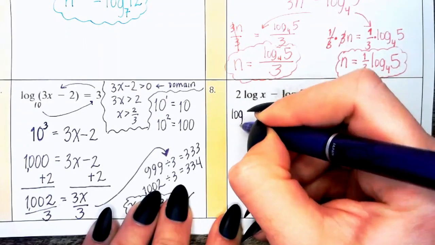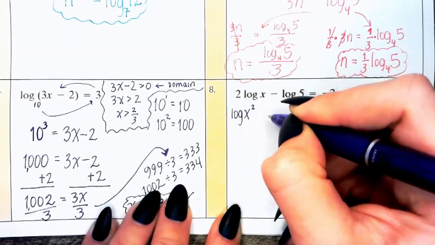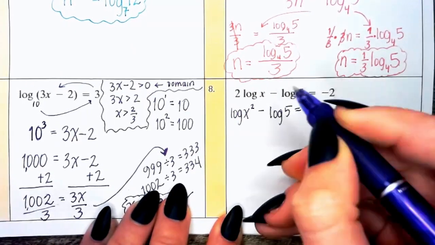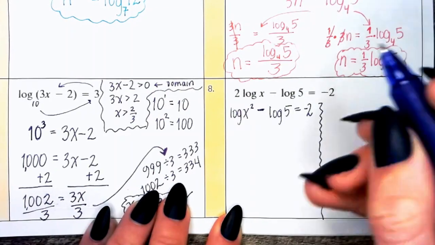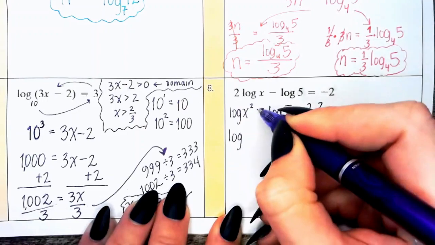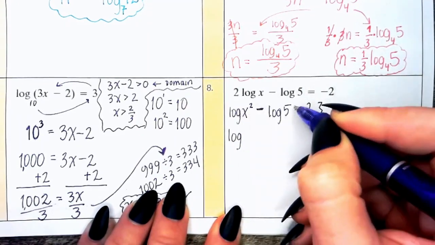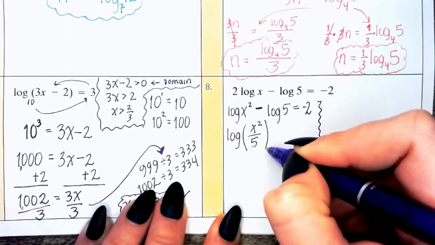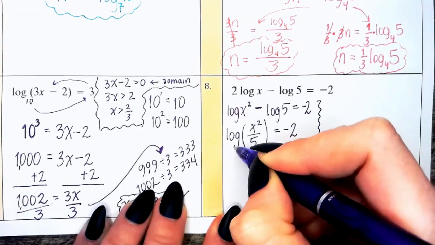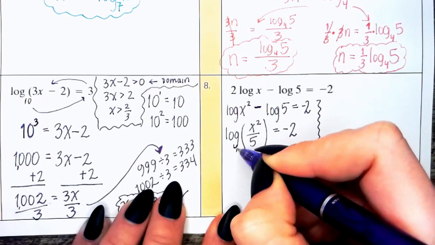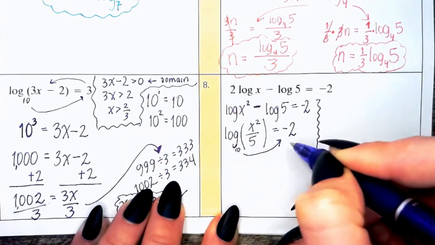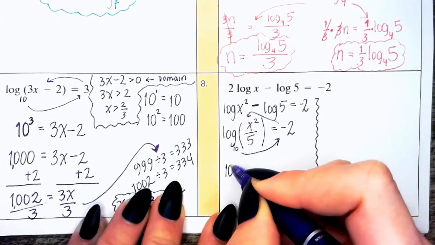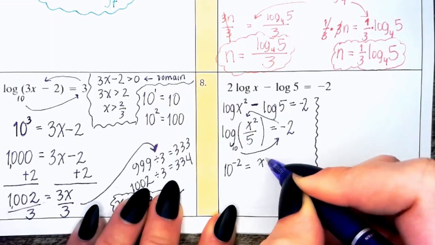So log of x to the second, that's power property, minus log 5 equals negative 2. Subtraction between 2 logs means we can use quotient property. Quotient property takes the 2 things we're taking log of and makes them our numerator and denominator. So we'll have x squared over 5. Over here, log is base 10 again, and we're ready to switch this around. 10 to the negative 2 equals x squared over 5.